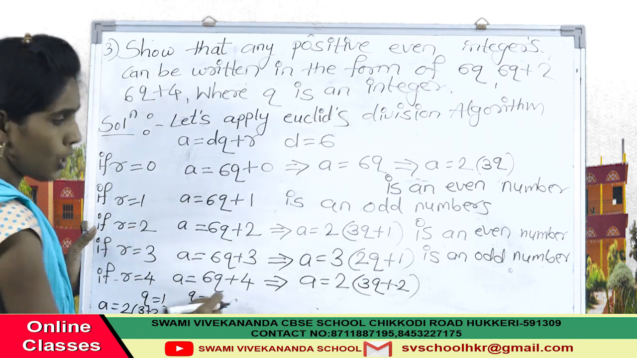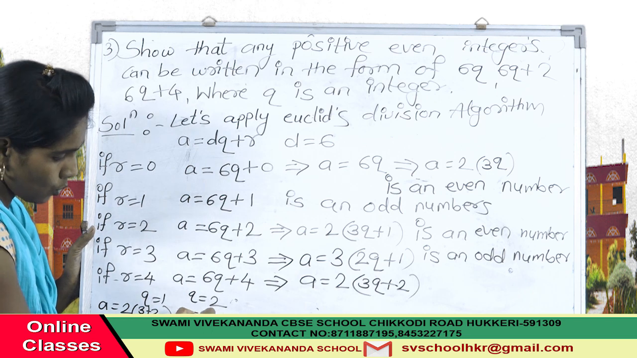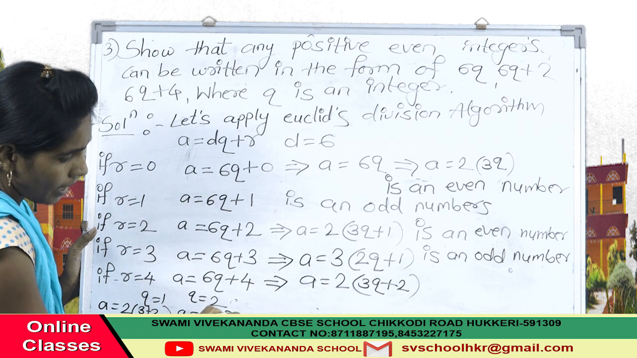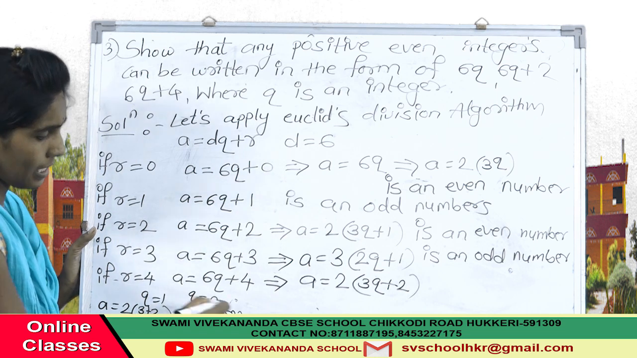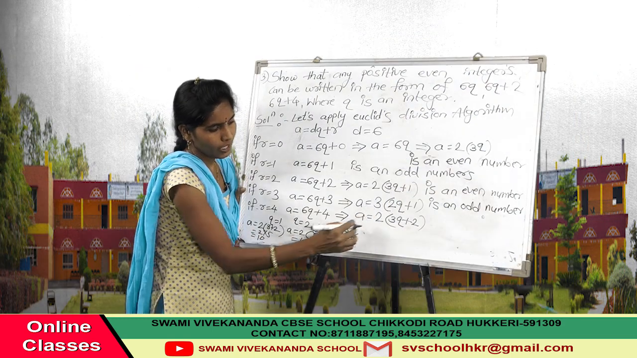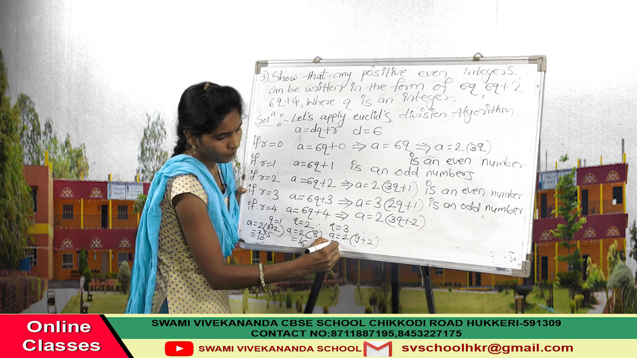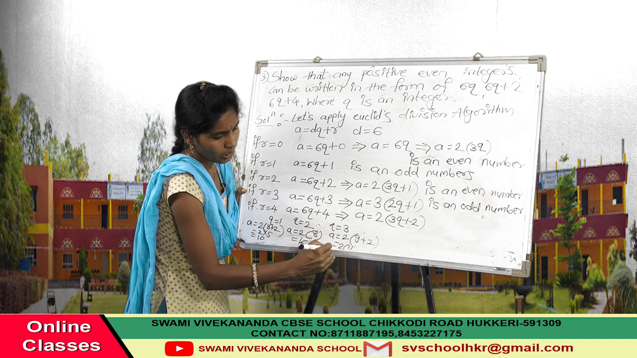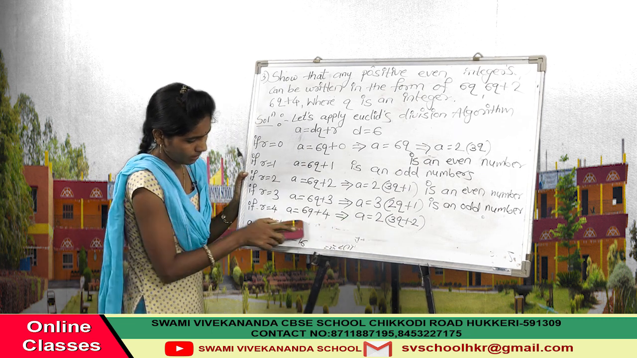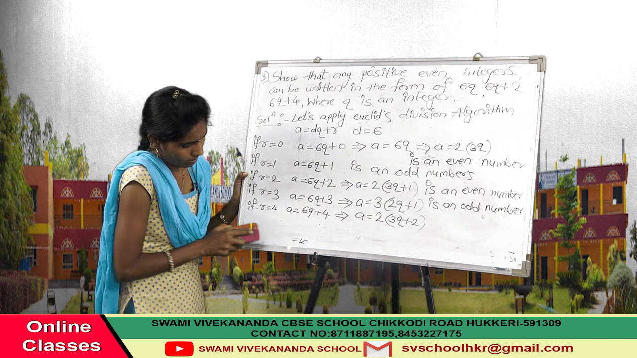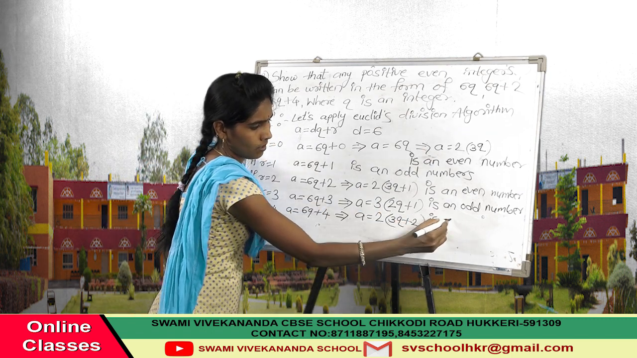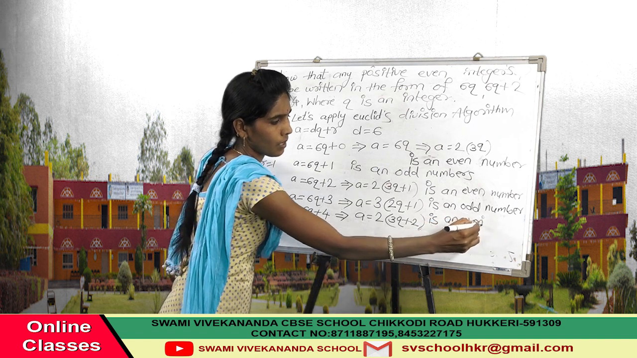Next, if q is equal to 2, a is equal to 2 into bracket 3 into 2 is 6, 6 plus 2 is 8, 8 into 2 is 16. If q is equal to 3, a is equal to 2 into bracket 3 into 3 is 9, 9 plus 2 is 11, 11 into 2 is 22. Even numbers. It is an even number.